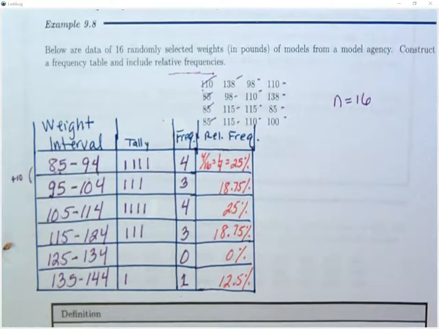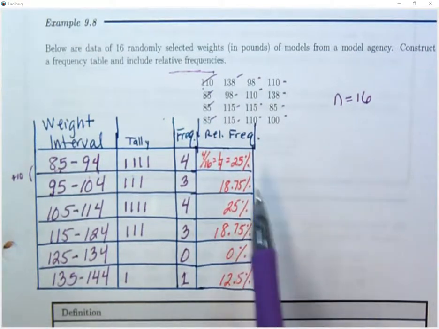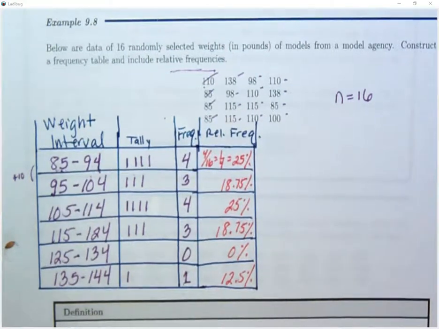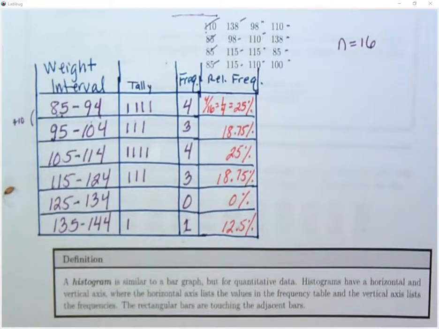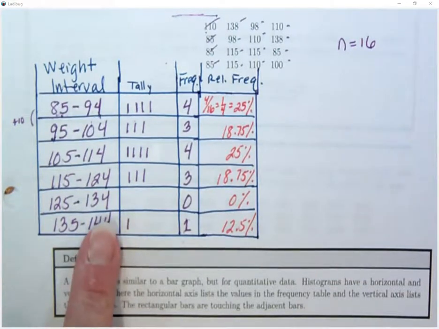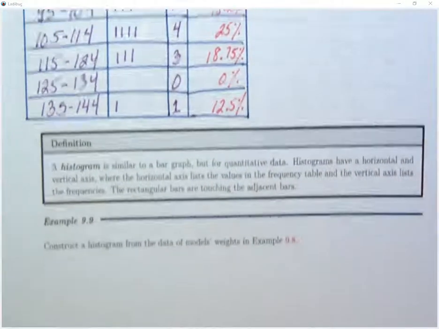If you have to round, you could go out 1 or 2 places. Usually for a percentage, you go to the nearest 10th or 100th of a percent. Now having that done, we're going to want to make a histogram with that same data from this model, the model weights.